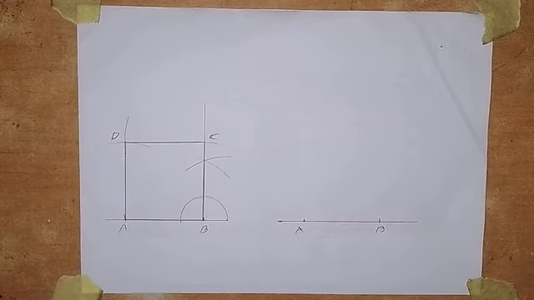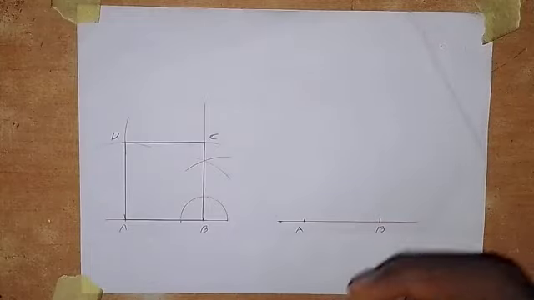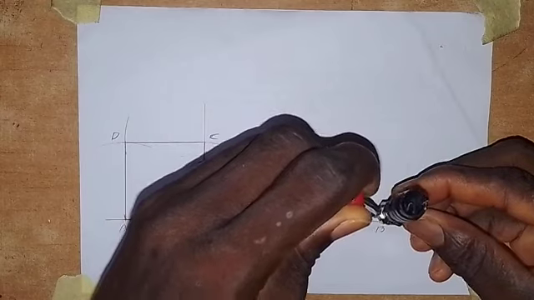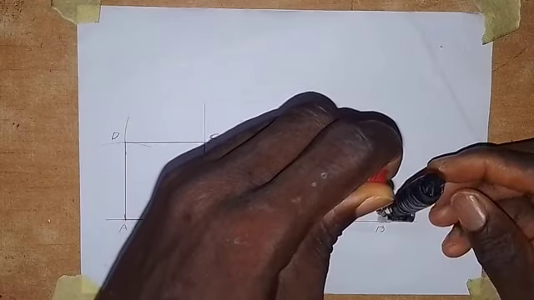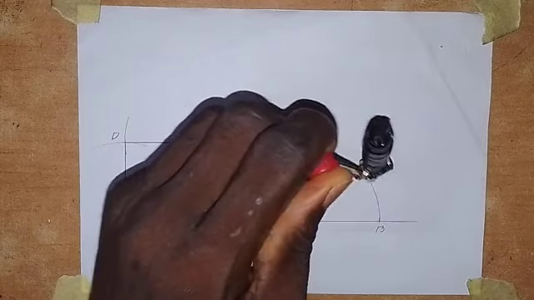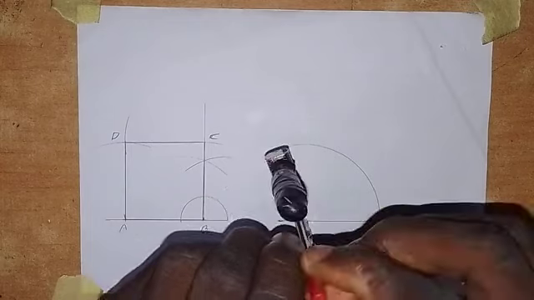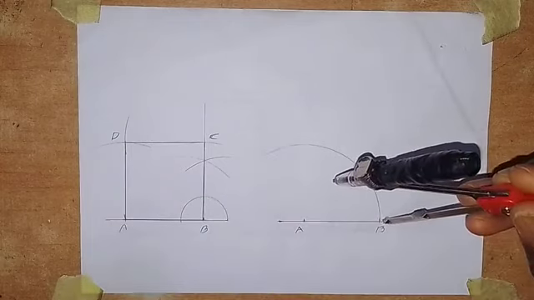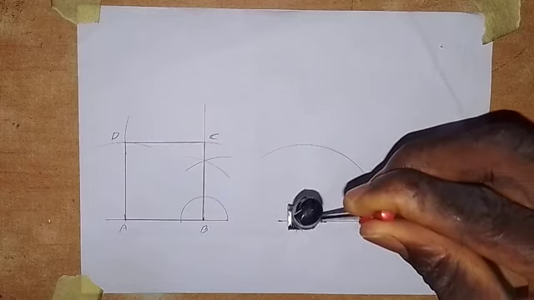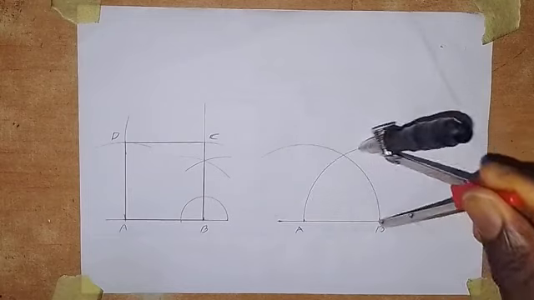Take the compass and put the pinpoint of the compass at A, extending to point B on the line. Then draw an arc like this. Then put the pinpoint at B, extending to point A, and draw an arc like this.